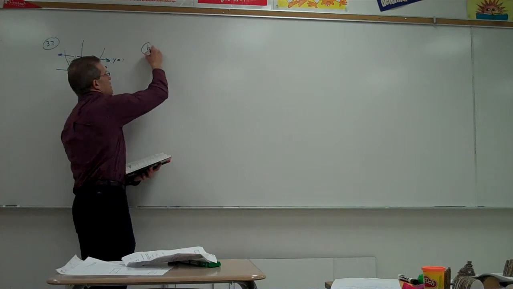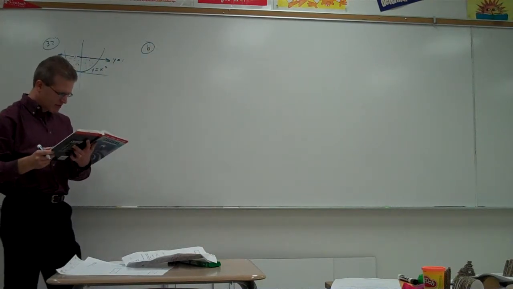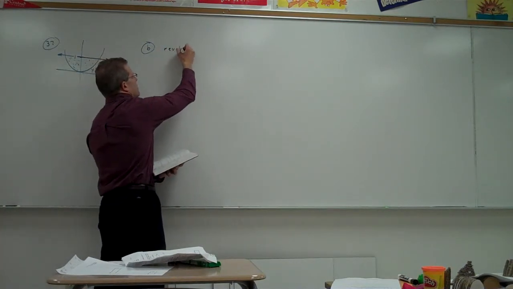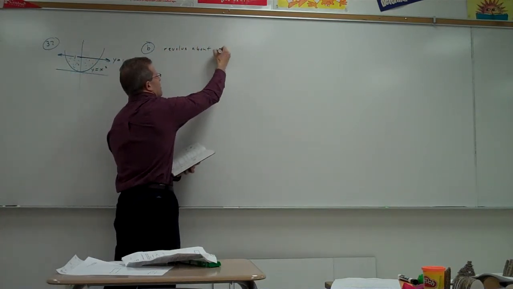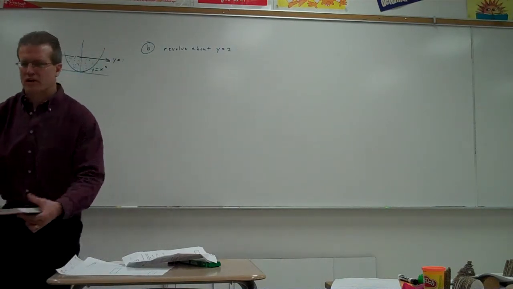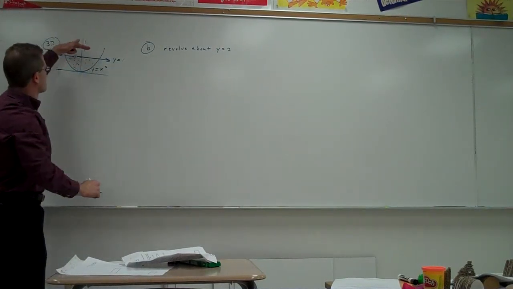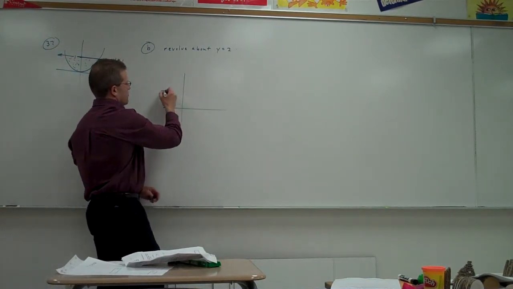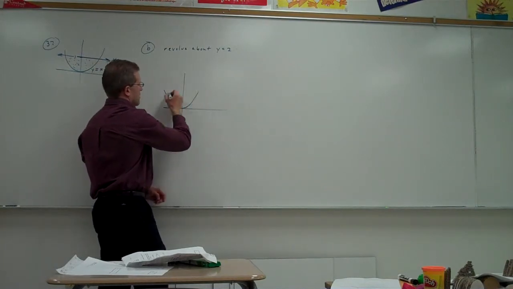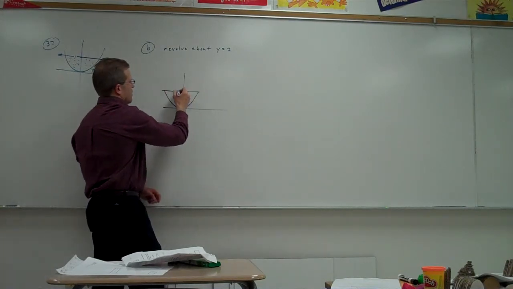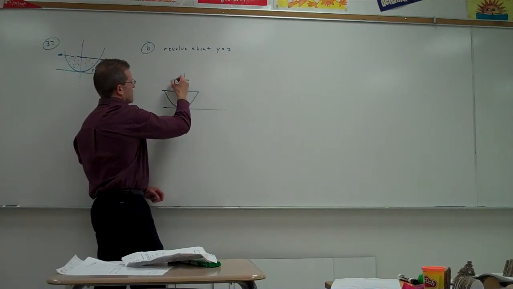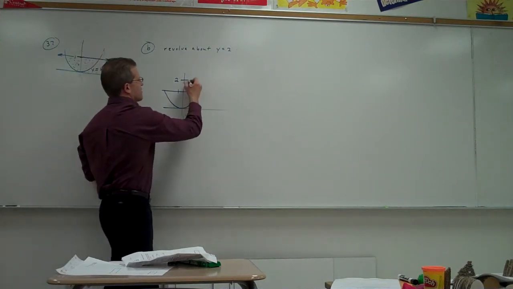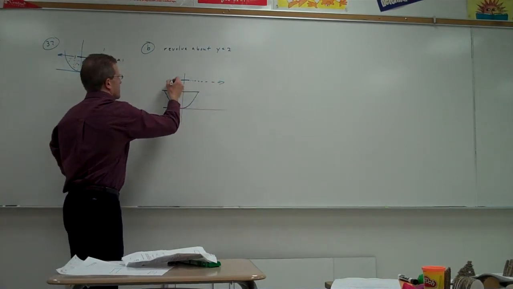Now, for 37b, they say revolve that region about the line y equal 2. So y equal 2 is up here above y equal 1. So let me draw a picture of this. Here's our parabola again. Here's y equal 1 right there. Here's y equal 2 up here. So this is my axis of revolution or axis of rotation right here.